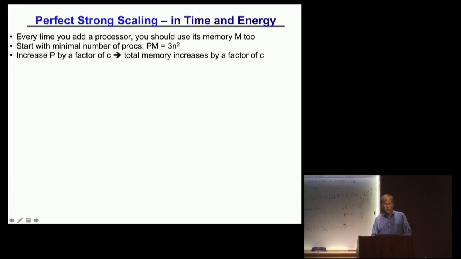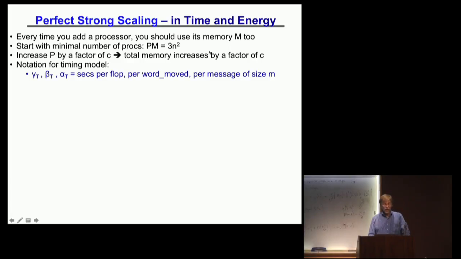So let's just do a little algebra to see how things scale if every time you add a processor, you use its memory as well. Let's start with the minimum number of processors that you need just to fit all the data. So P processors, each one has memory of size M, and that just barely fits my 3 n by n matrices. I'm going to increase the number of processors by a factor of C, which is going to increase the total memory by a factor of C. Let's see what happens if I use all that memory. I'm going to have 3 terms: the seconds per flop, the seconds per word moved, and the seconds per message. We've had that model before.